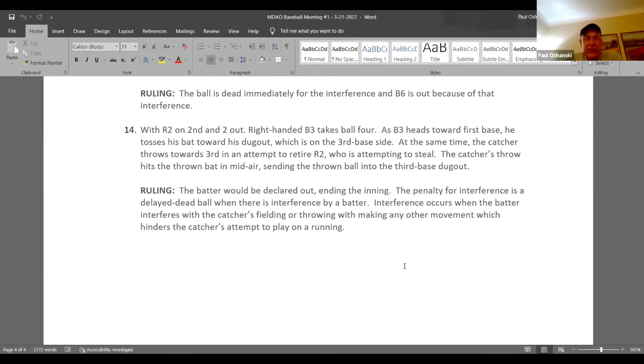The penalty is a delayed dead ball when there is interference by a batter. Interference occurs when a batter interferes with the catcher's fielding or throwing, or makes any other movement which hinders the catcher's attempt to play on a runner. Okay, it's the same thing if the batter gets in the way. Oh, I just gave you the scenario. The batter gets in the way of the catcher trying to throw somebody out at second. It's not going to be a pleasant couple minutes, but it's one less out we have to deal with. So I don't know how else to put it. It's just sometimes you got to make a tough call.